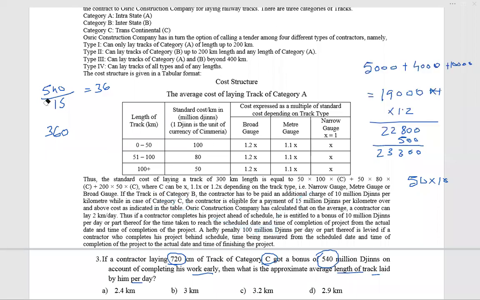For faster work, the bonus is 10 million per day. So work completed 54 days earlier. So time taken is 306 days. So every day how much done? 720 divided by 306, which is very close to 2.4. Option A. Okay. Next problem.